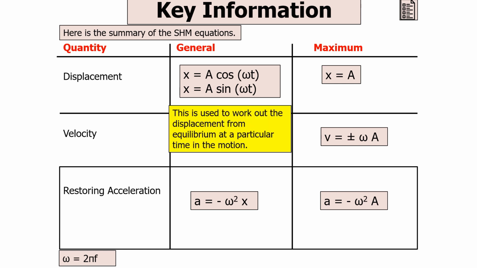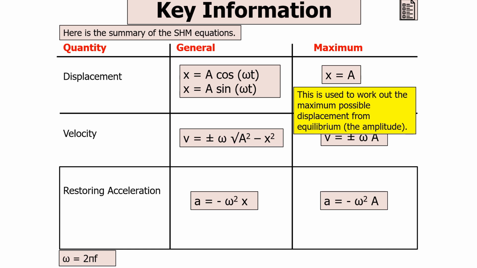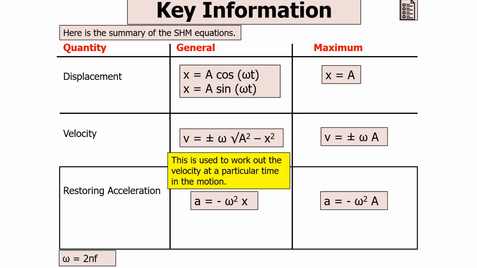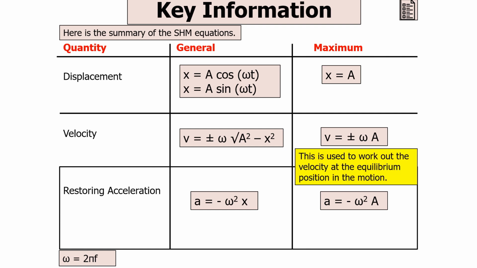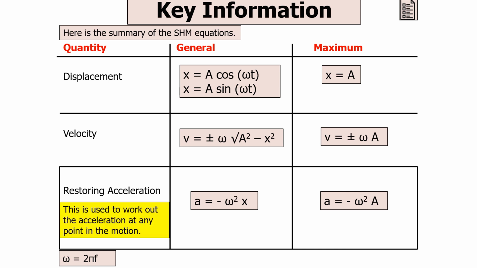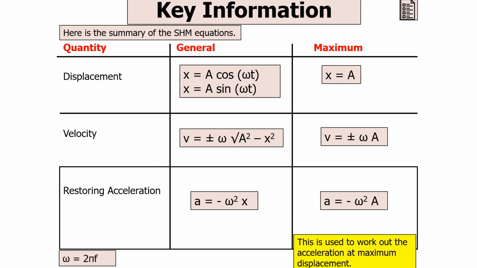The equation we can see up here is used to work out the displacement from equilibrium at a particular time in the motion. This equation is used to work out the maximum possible displacement from equilibrium, the amplitude. This equation is used to work out the velocity at a particular time in the motion, whilst this equation is used to work out the velocity at the equilibrium position. And like we said here, these equations can work out the acceleration at any point in the motion, whilst this can work out the acceleration at maximum displacement.